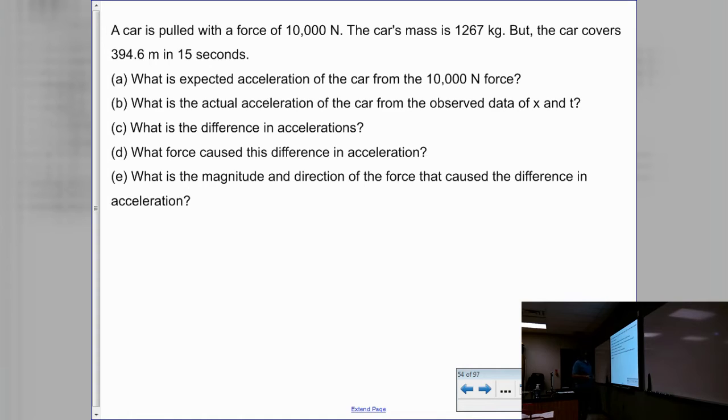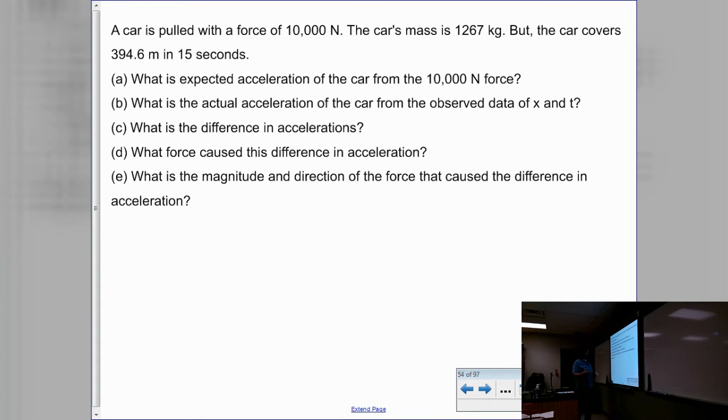So here's what it says. The car is being pulled with a force of 10,000 newtons. The car's mass is 1,267 kilograms, and the car covers a distance of 394.6 meters in 15 seconds. I don't know why this car is being pulled. Maybe it's broken down. Who knows what the exact situation is. But okay, so it's being pulled.